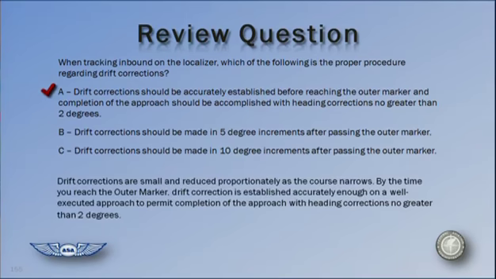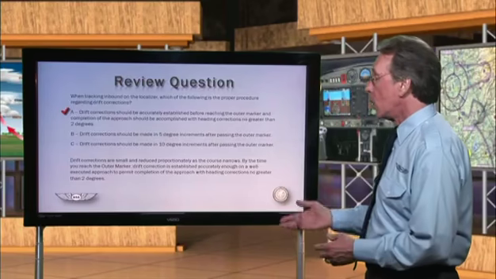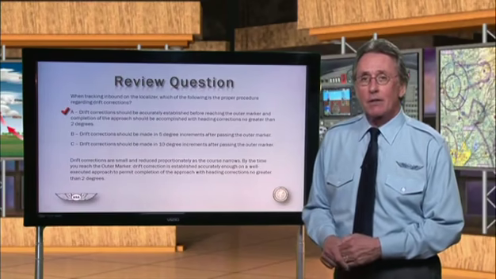Okay, our correct answer is A. Drift corrections are small and reduced proportionately as the course narrows. By the time you reach the outer marker, drift correction is established accurately enough on a well-executed approach to permit completion of the approach with heading corrections no greater than 2 degrees.